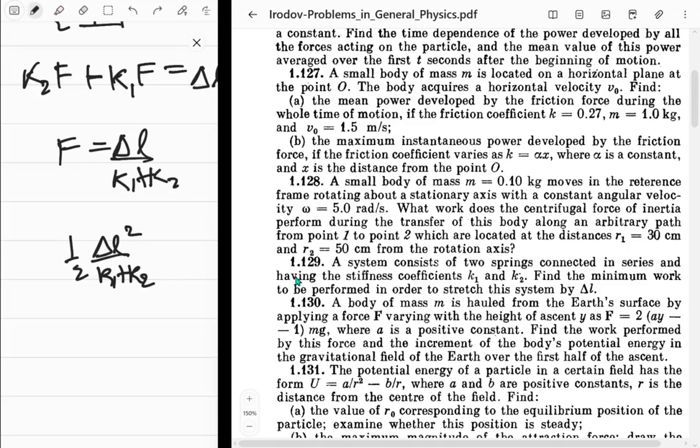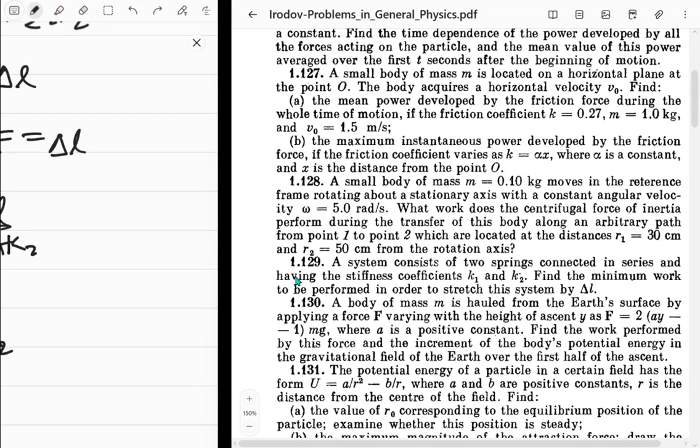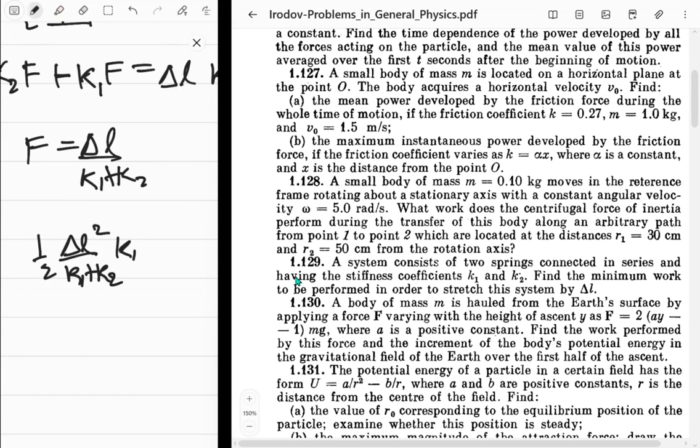Wait, what? That can't... Oh, sorry. It should have this times k1 k2. Okay, that's how it's gonna be. So this times k1. I get it. When these are in parallel, they add up. When these are not in parallel, this thing happens: 1 upon k1 plus 1 upon k2.